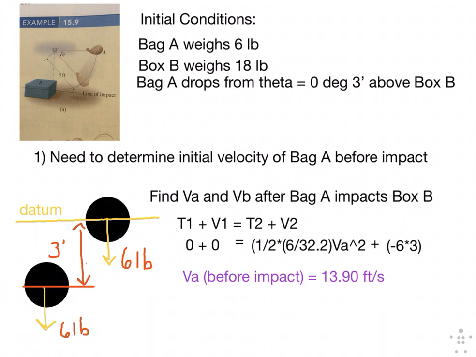So that was our initial problem, using the conservation of energy to solve for the initial velocity. Now we're going to use the conservation of linear momentum between the bag A and the box B in order to figure out what the final velocities of A and B are.